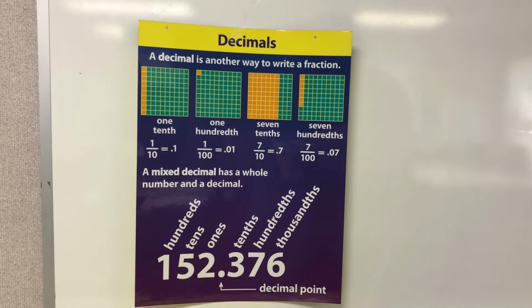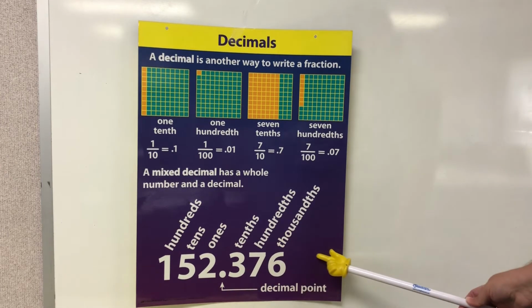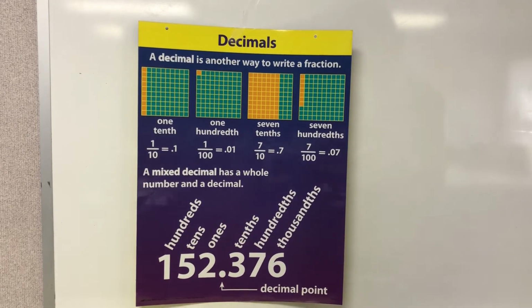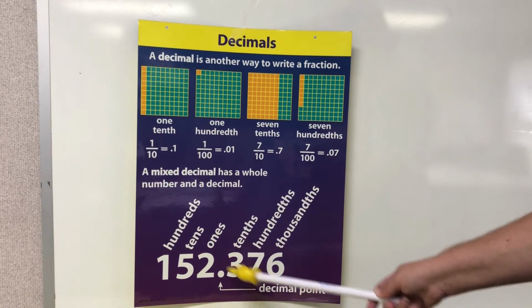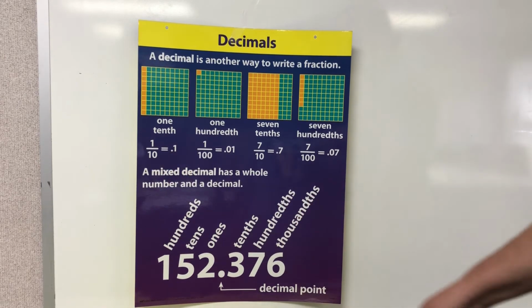So this is our decimals chart. A decimal is another way to write a fraction. If you think of a 100 square, you have 100 boxes, and 10 of them would be 1/10th. One of them would be 1/100th. You have place values just like we do for the ones, tens, and hundreds columns. You have tenths, hundredths, and thousandths.